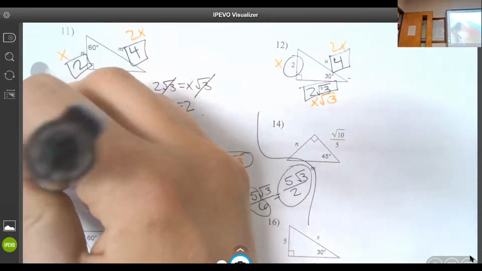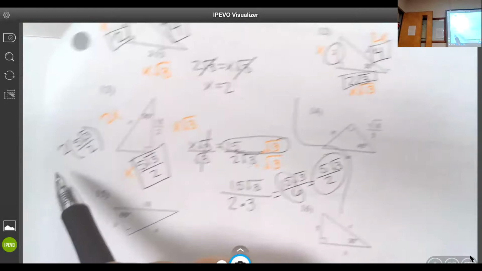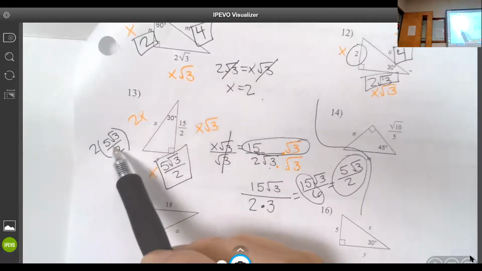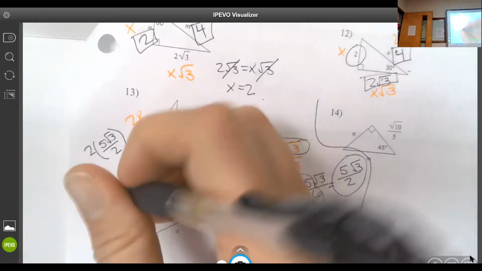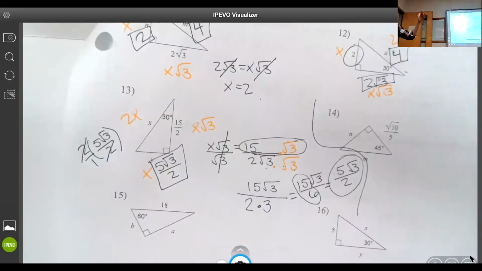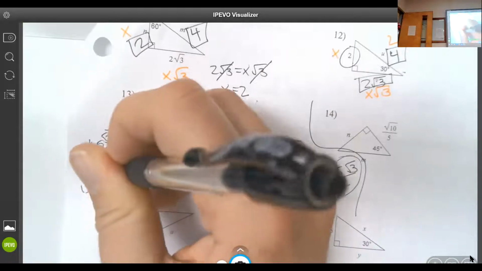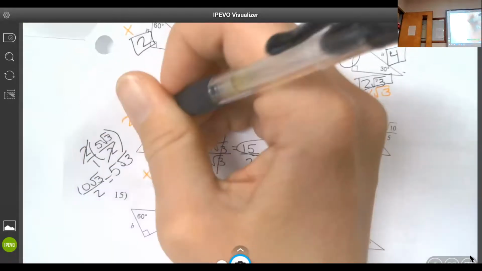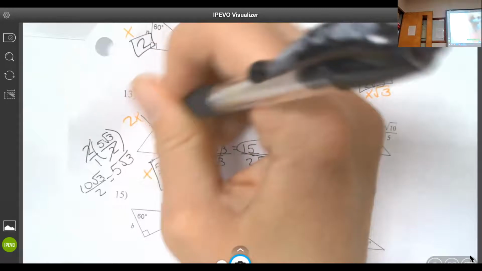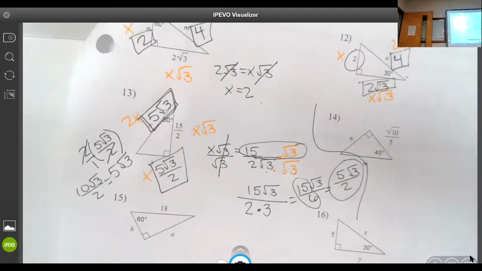And for this side, 2 times x, well, that 2 is in the numerator, so it would give me 10 rad 3 over 2. Or I could just cancel that off. I'm going to be multiplying by 2 and then dividing by 2. If I had multiplied, like I said, it would have given me 10 rad 3 over 2, and then that would reduce. So this side is just going to be 5 rad 3. That was probably one of the most challenging ones on here, to solve for x and then plug it in correctly.